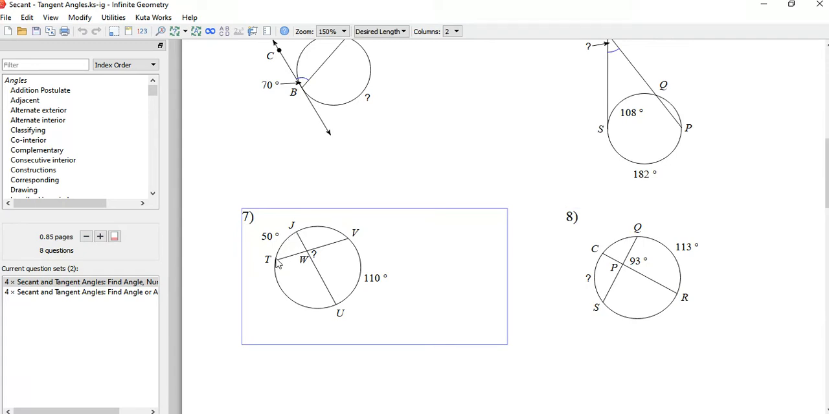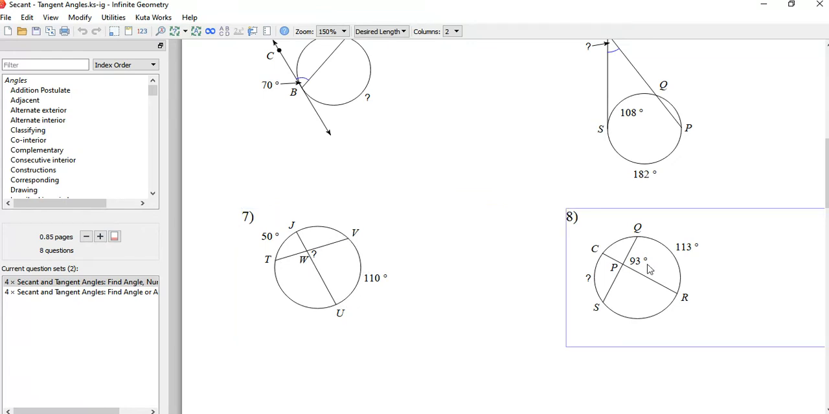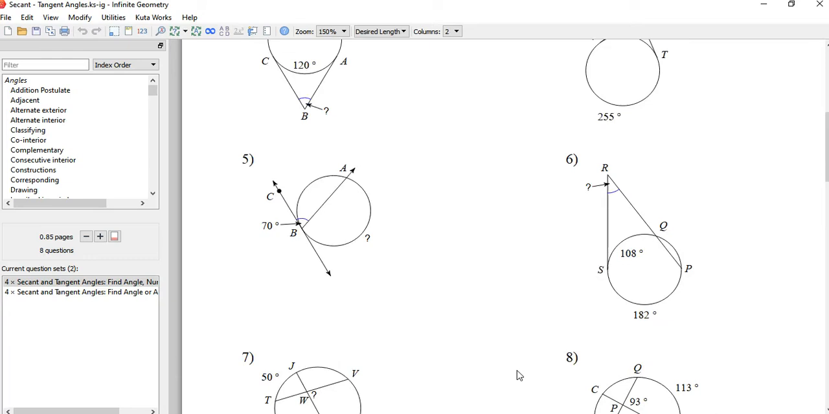And then this one, it's 2 secants inside. So you're going to do arc 1 plus arc 2 divided by 2 equals the angle. And then the last one is the same thing. So arc 1 plus arc 2 divided by 2 equals the angle. This one's going to require a little bit more work because you're going to have to make sure that you have your X in the correct place. And I'll show you an example of that in the second video.